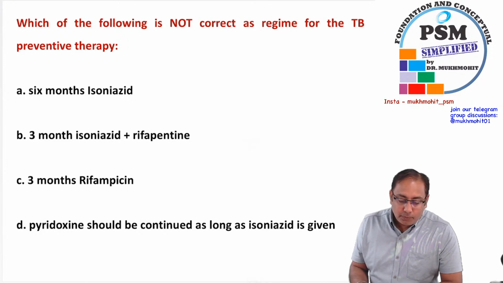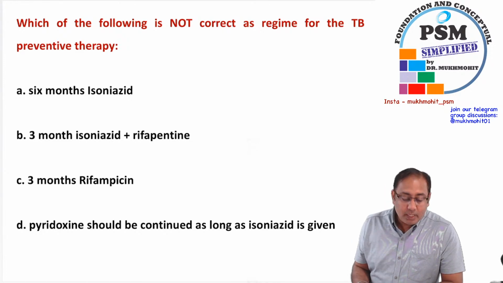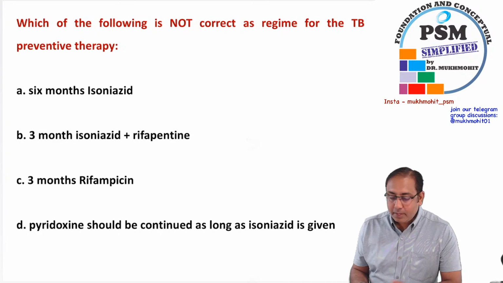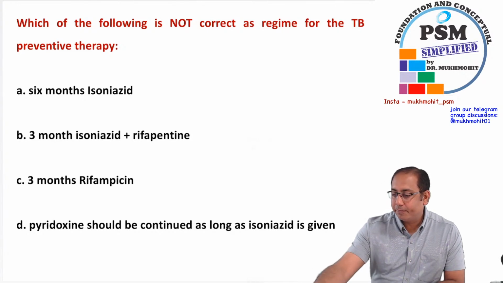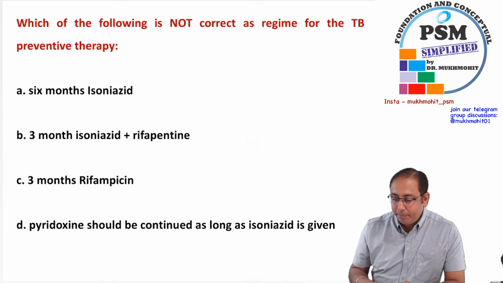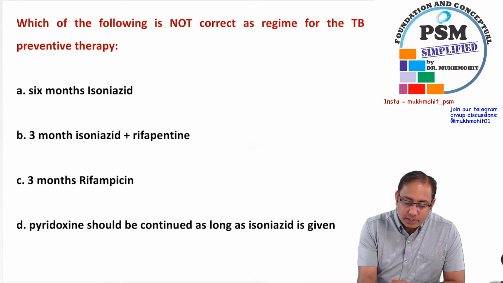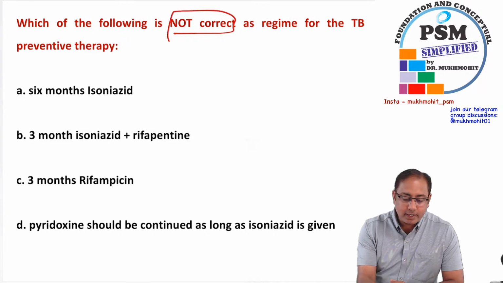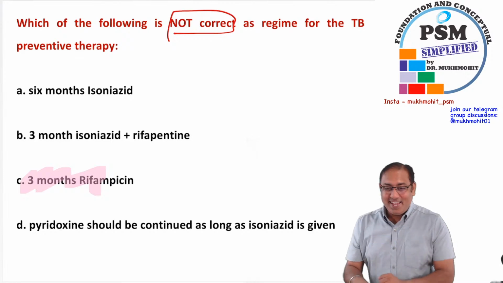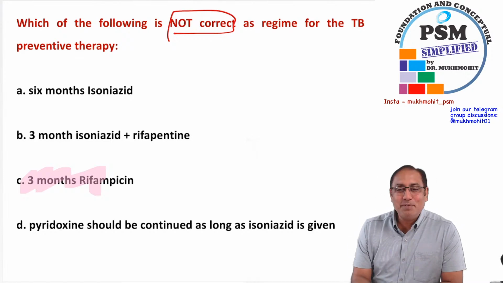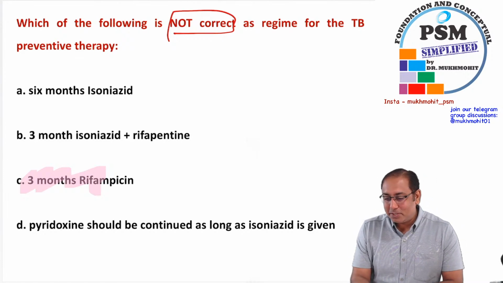So, which of the following is not correct as a regime for TB preventive therapy? I think many of you have answered this correctly. Yes, absolutely correct, beta. Very nice. Now you got it correct. So it is 3 months of rifampicin.